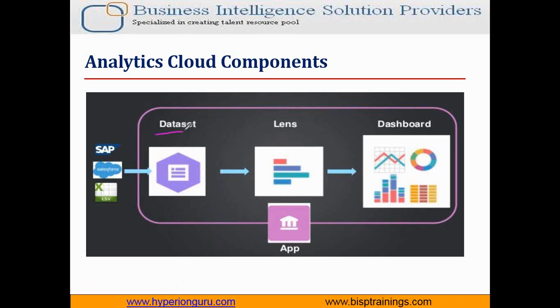And then we have the dataset, lens, and dashboard, and all of them will be put under an app. This app is basically a fancy word for a folder, or a kind of package, in which the dataset, lenses, and dashboard are combined together. So instead of calling it a folder, we call it an app. In Analytic Cloud and Wave Analytics, we have two types of apps: private app and shared app. A private app is only visible to the owner, and a shared app will be shared among other users as well.